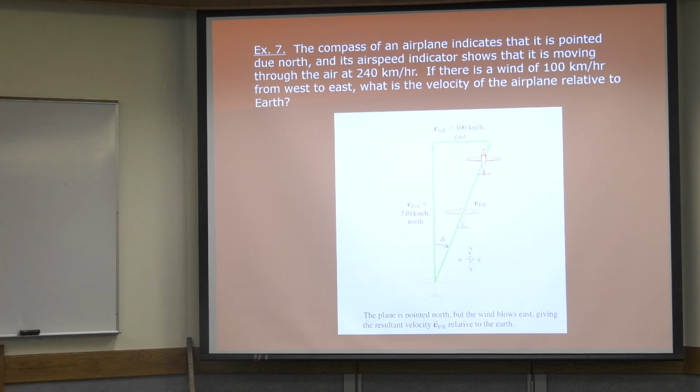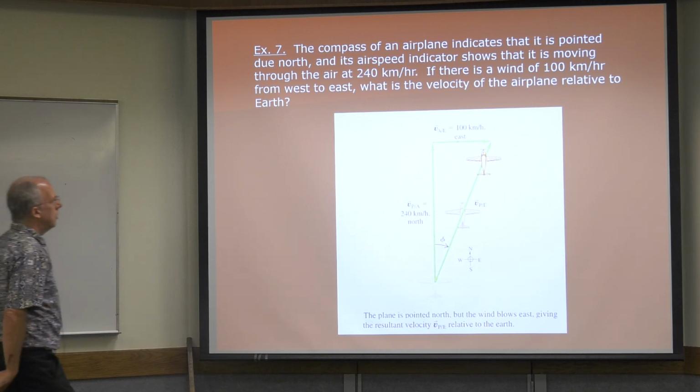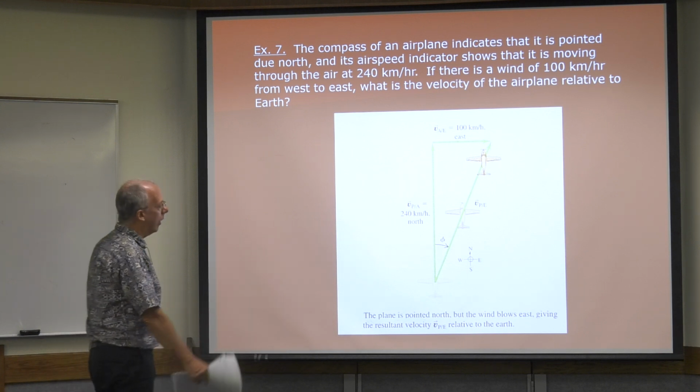All right, the compass of an airplane indicates that it's pointed due north. So the plane is really going north. But the airspeed indicator shows that it's moving through the air at 240 kilometers per hour. But there's a wind of 100 kilometers per hour from the west to the east. So we want to know what's the velocity of the plane relative to the Earth.